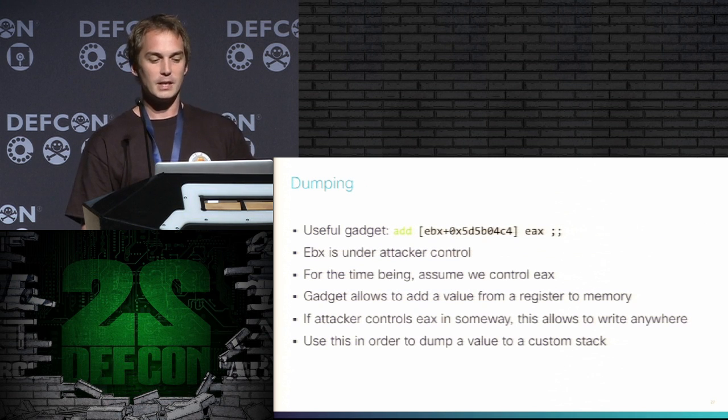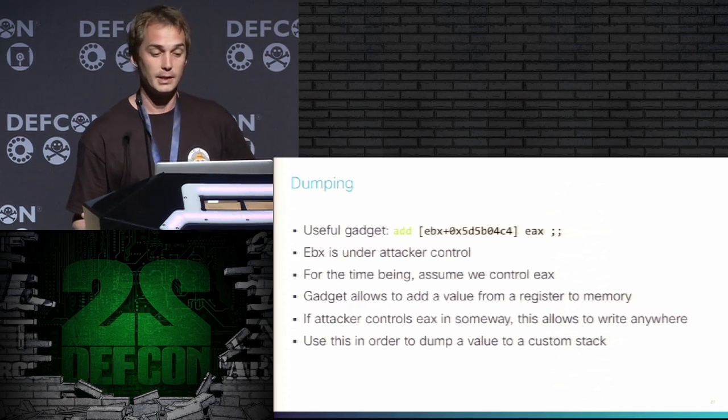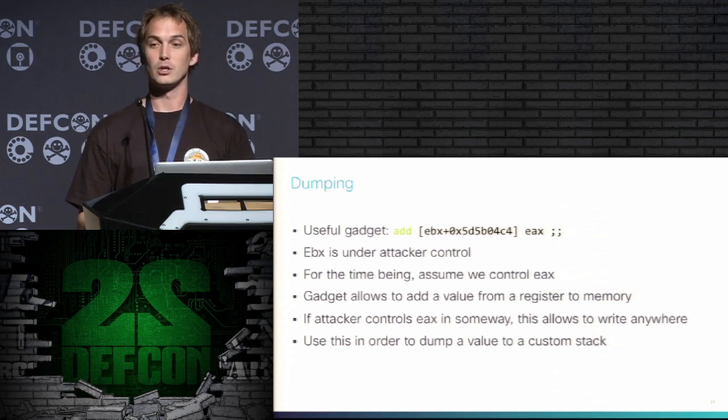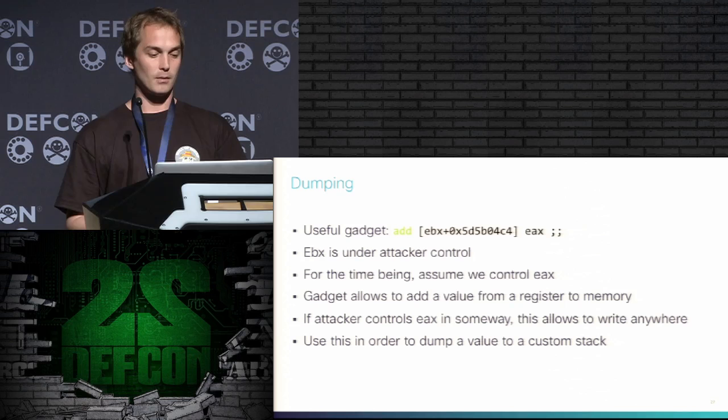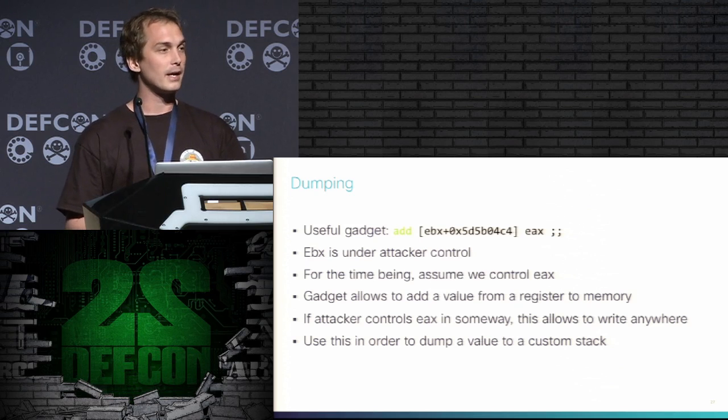Now the reverse: once I've got a value I'm interested in a register, I can dump it into memory. This allows me to create my fake stack frame. Assuming that I control EAX, I can build a fake stack frame at the addresses pointed to by EBX. So by chaining these calls, I can copy my shellcode into a frame I control and then trigger execution of it.